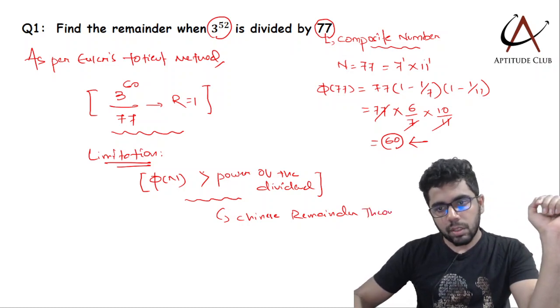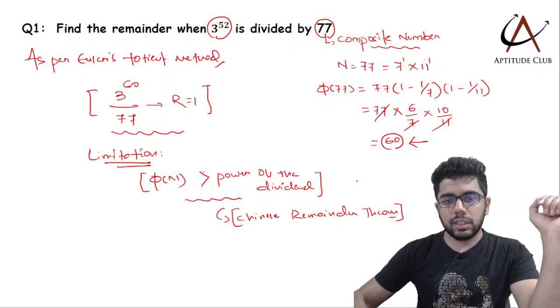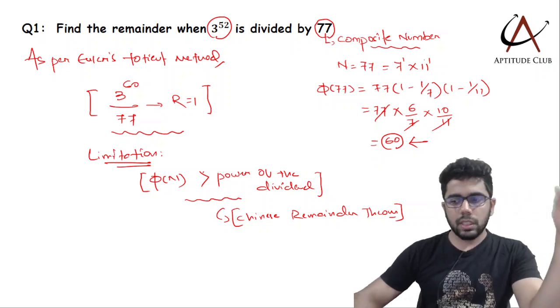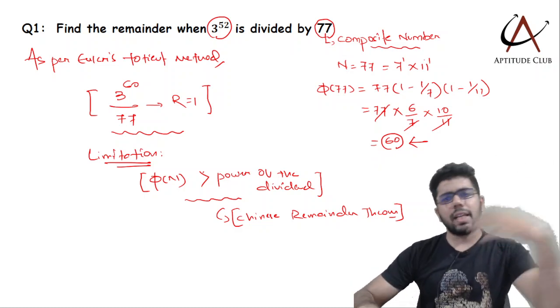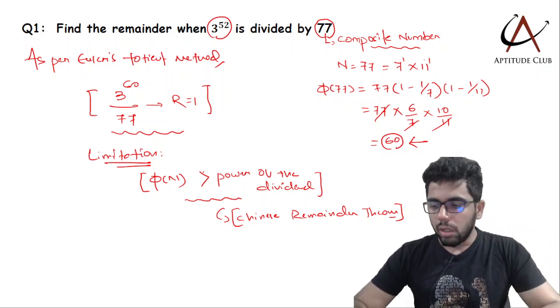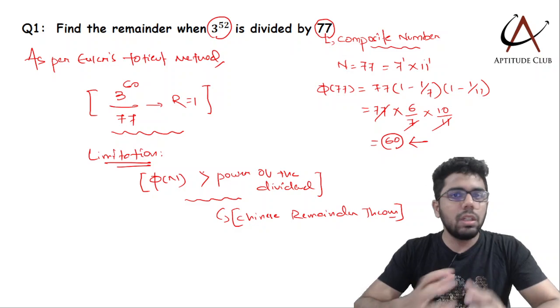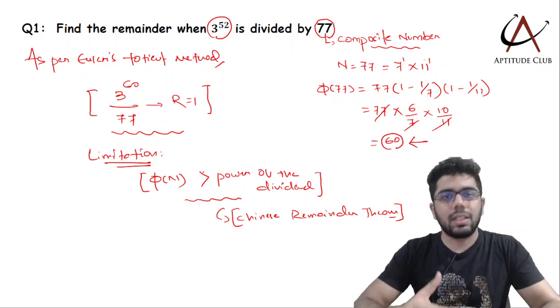जैसे यहाँ पे phi n आ रहा है 60, so if the power is greater than 60, I'll go for Euler's. If it is less than 60, I'll go for Chinese. इनफैक्ट Chinese तुम कोई भी power के लिए use कर सकते हो. So then you might think, if that is the case, why not only use Chinese? Why learn Euler's? Because it has a limitation.